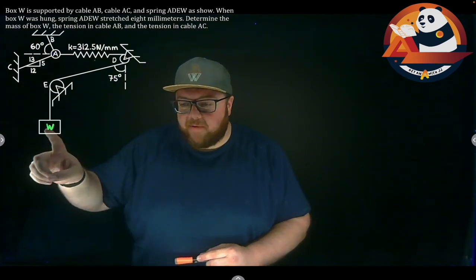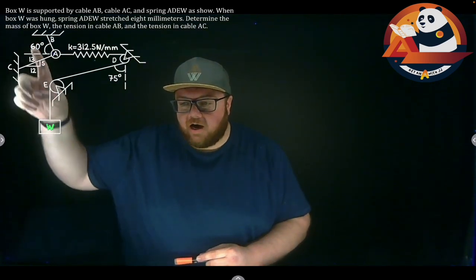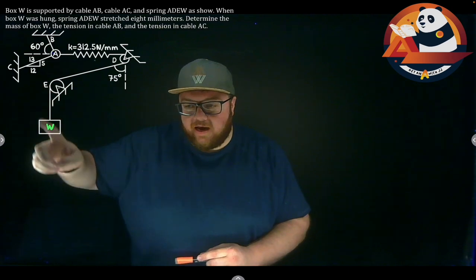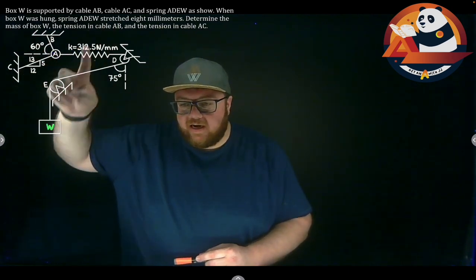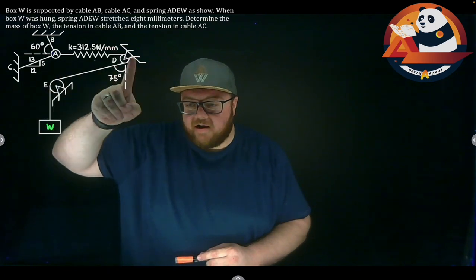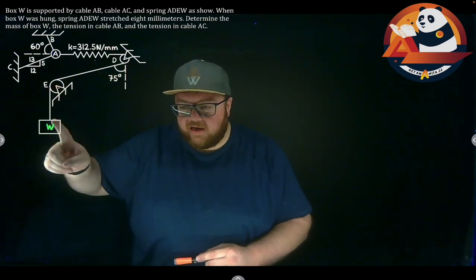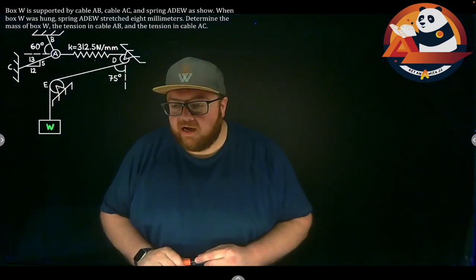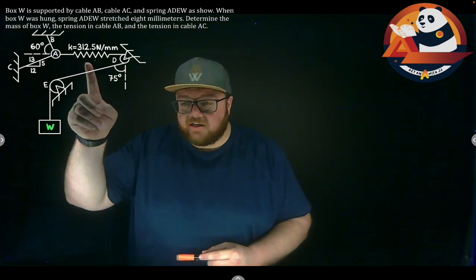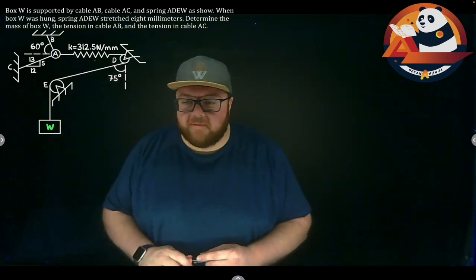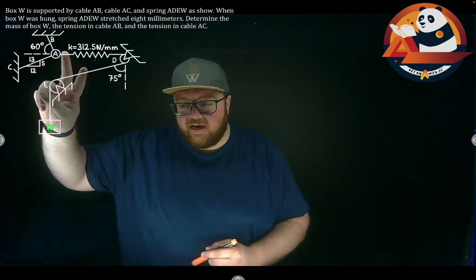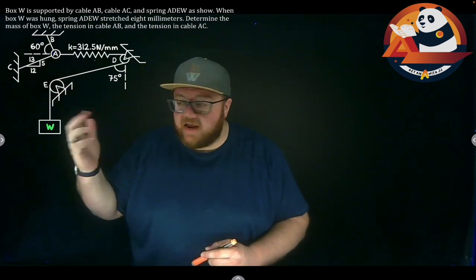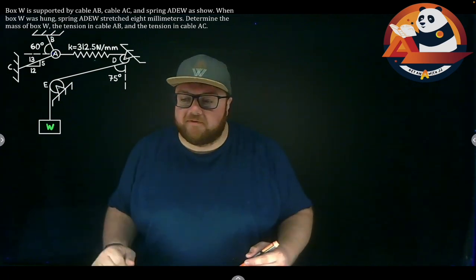So in this one, we have box W hung and supported by cable AB here off of our ring, cable AC, and then we have a spring that goes from A around a pulley at D, around a pulley at E, and down to our box. When the box was hung, our spring up here stretched 8 millimeters. Let's determine our mass of the box, our tension in AB, and our tension in AC. So 3 things for us to find.